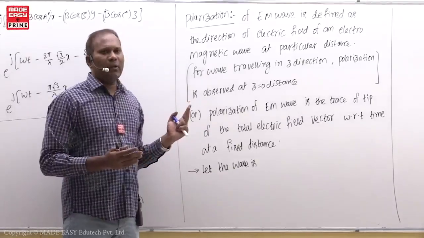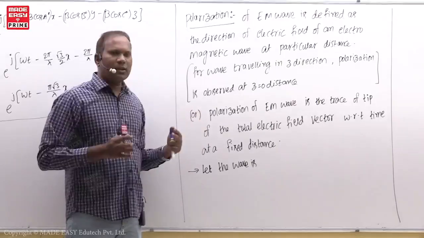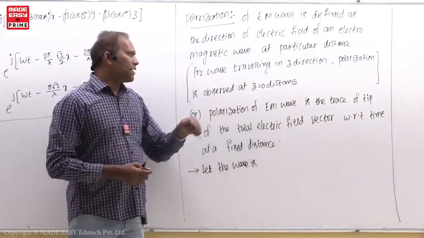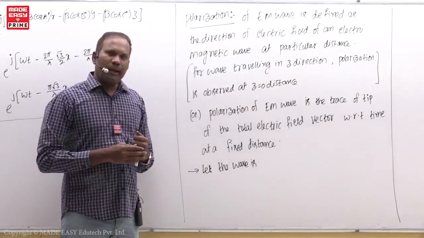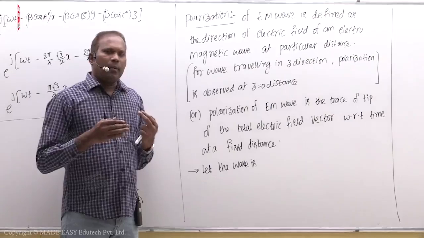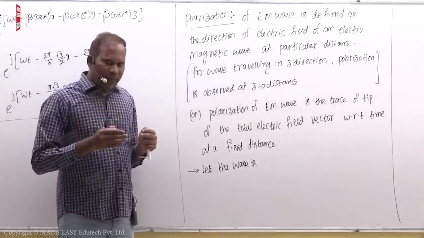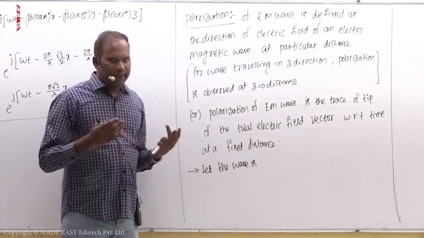Whatever direction is there for the electric field near the antenna, when it travels, the same direction will be there. So that is why it is observed at z equal to 0 distance. Anyway, if the electric field has x component, then you say the wave is polarized in x direction. If the electric field has y component, then you say the wave is polarized in y direction.